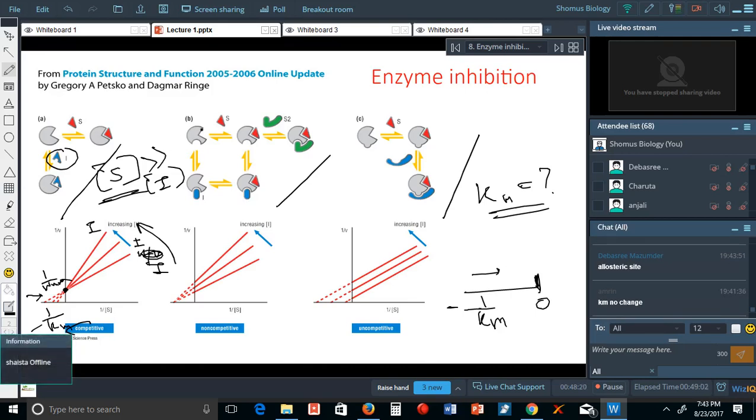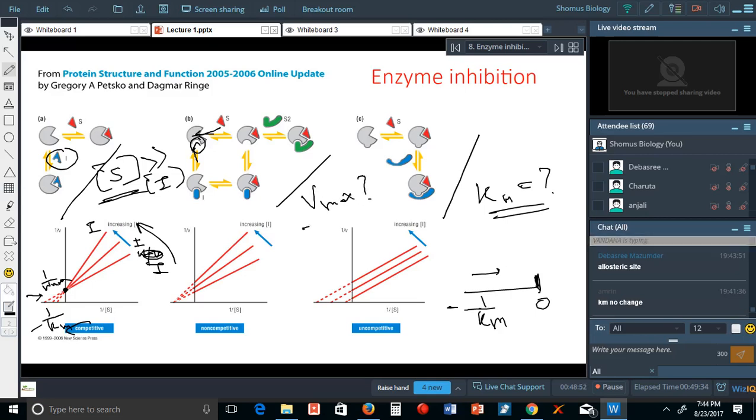So the substrate can bind to the substrate binding site, and the inhibitor can bind to the inhibitor binding site, or allosteric site. So in this case the enzyme can bind to either the substrate, or to the inhibitor, or to both substrate and inhibitor at the same time. If the inhibitor is attached to the allosteric site, it will not allow the enzyme to convert the substrate into the product. Now the question is whether we can achieve maximum velocity. Can we achieve it?